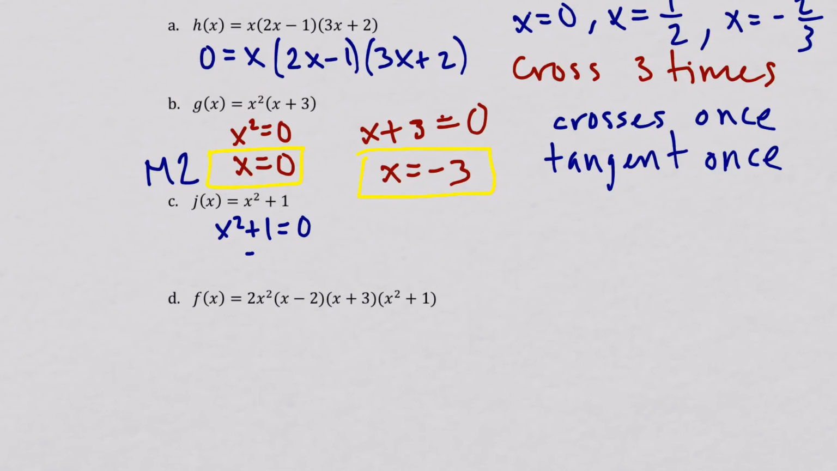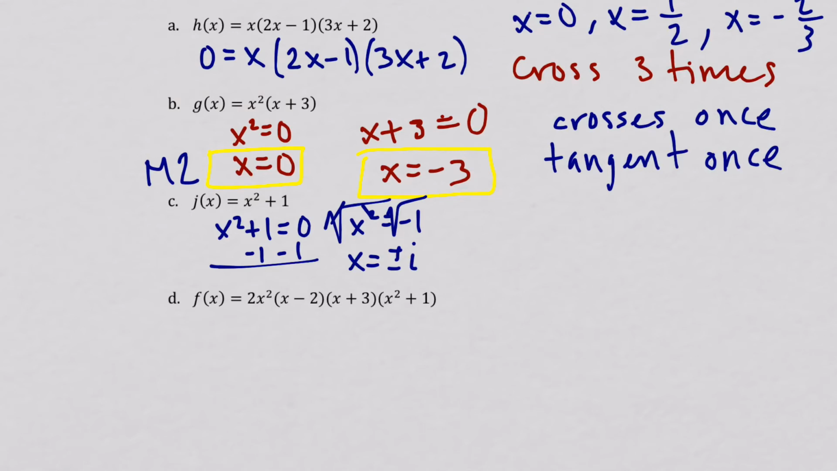Now if I try to solve this, I'm going to subtract 1 and I'm going to get x squared equals negative 1. And then I take the square root of both sides and I'm going to get plus or minus. Every time you solve an equation by taking the square root of both sides, you got to include the plus or minus. And the square root of negative 1 is i. So plus or minus i.